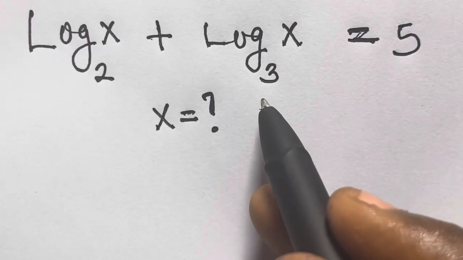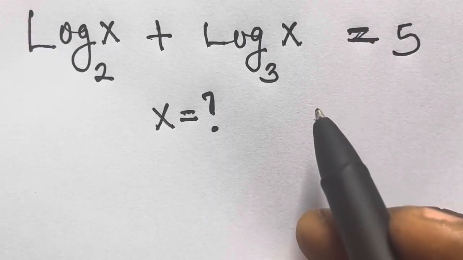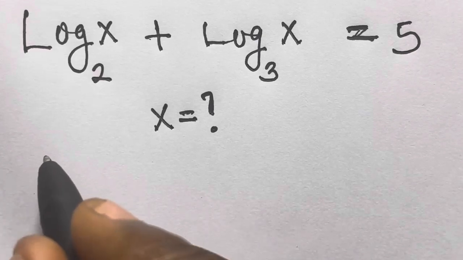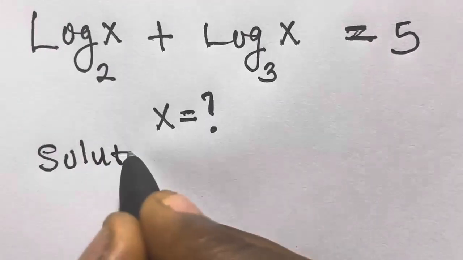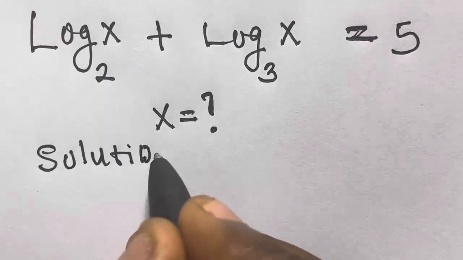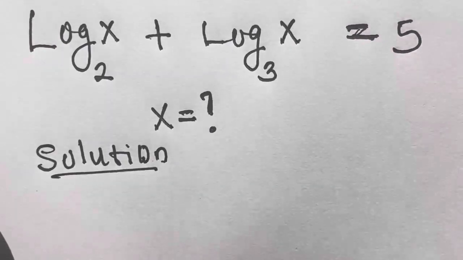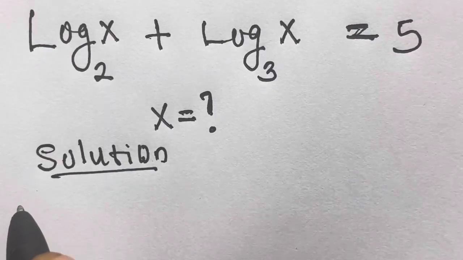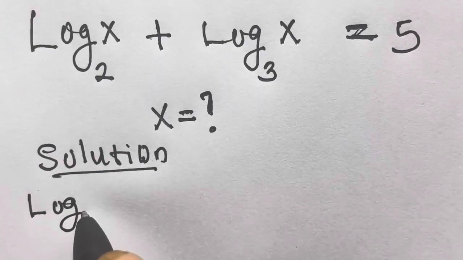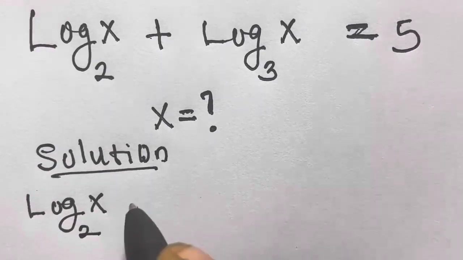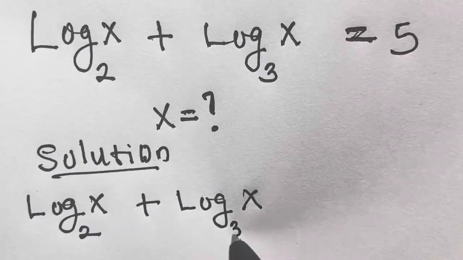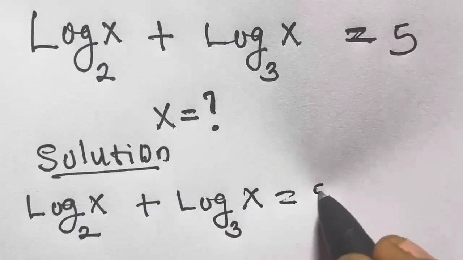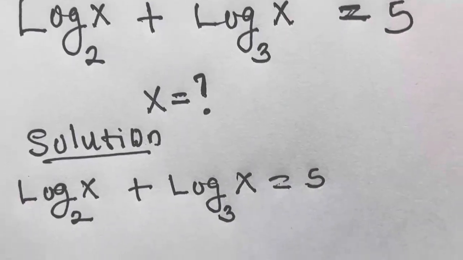We want to solve for x in log x in base 2 plus log x in base 3 equals 5. We see the solution. We have log x in base 2 plus log x in base 3 equals 5.